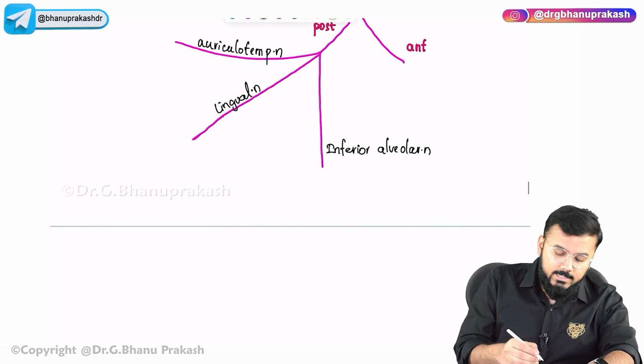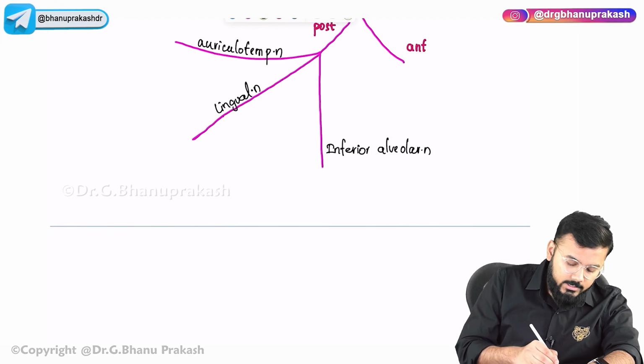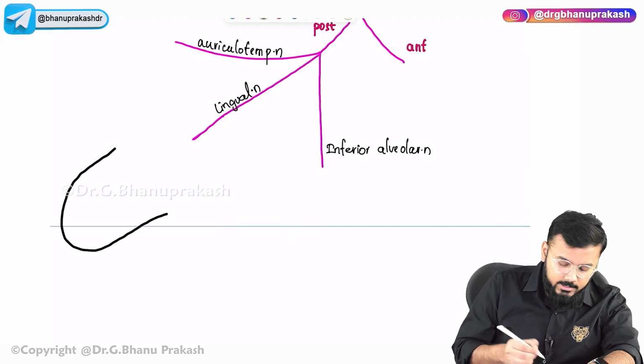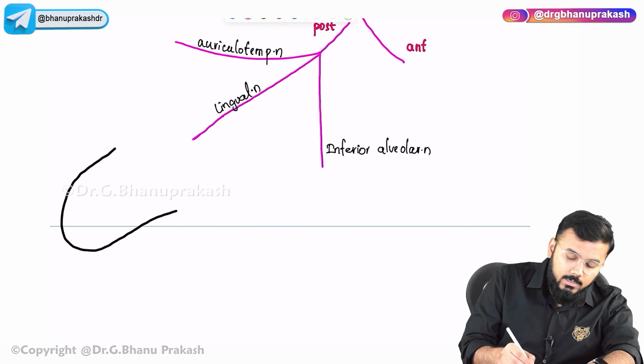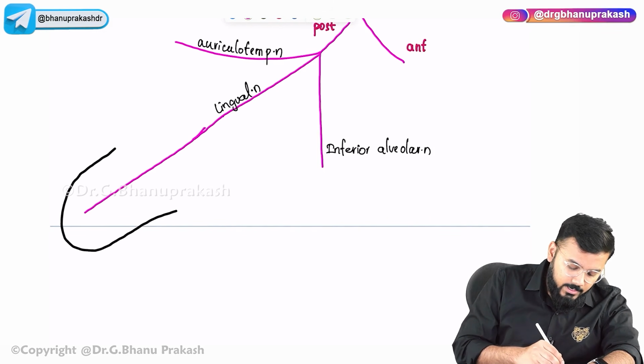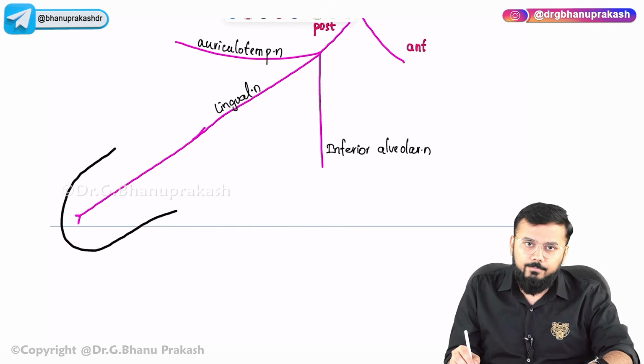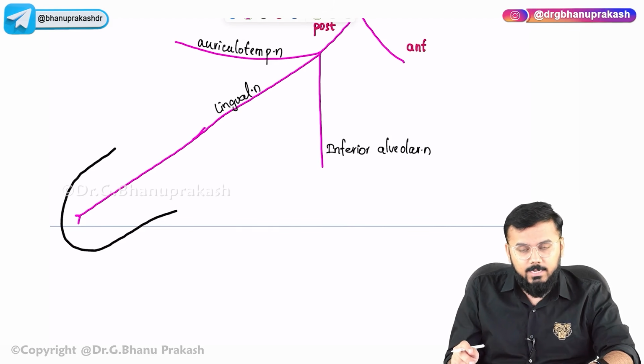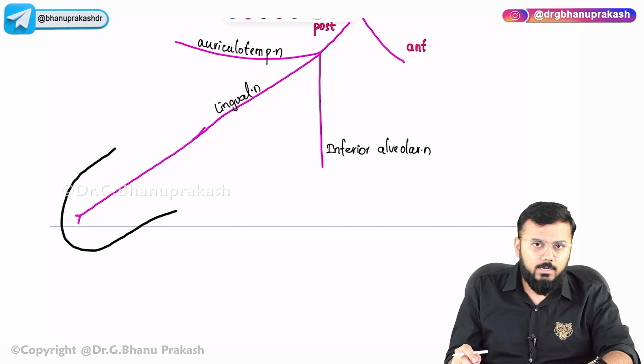Now you know that lingua is nothing but your tongue. Let us say this is your tongue. So what does this lingual nerve do? Basically this lingual nerve will innervate your tongue over here. So it will basically innervate the anterior part of the tongue.